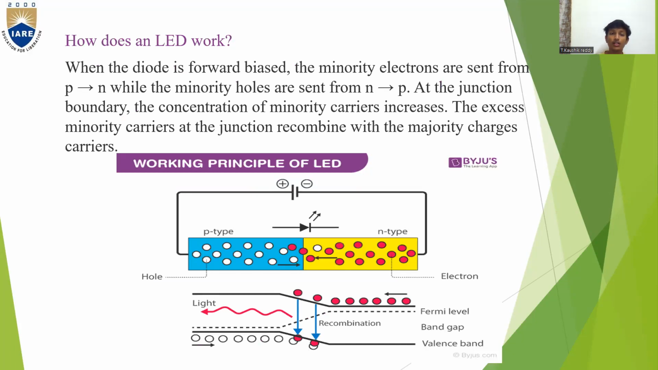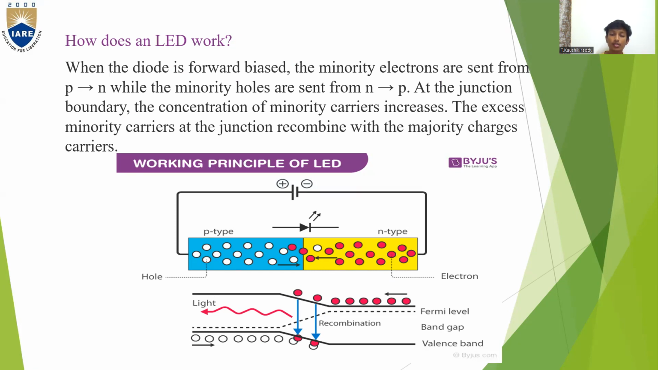How does an LED work? When the diode is forward biased, the minority electrons are sent from P to N junction, while the minority holes are sent from N to P. At the junction boundary, the concentration of minority carriers increases. Excess minority carriers at the junction recombine with the majority charge carriers.